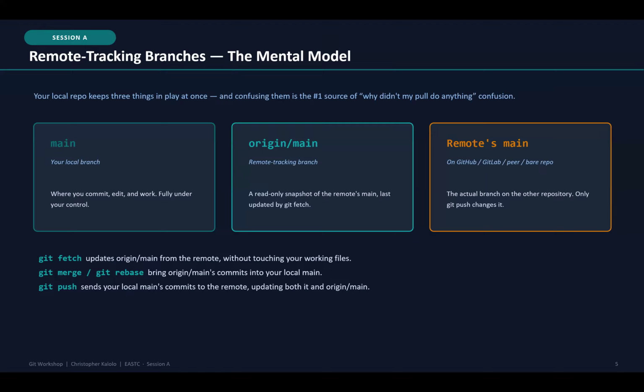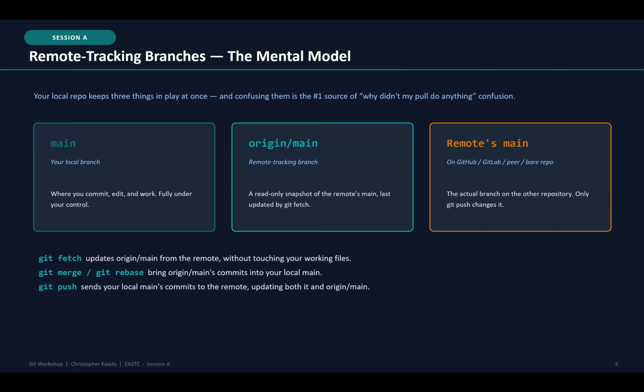When you are tracking remote branches, you will have your local branch and you will have a remote tracking branch. So for example, if your local branch is main, it will be tracking the remote branch called main, origin main.